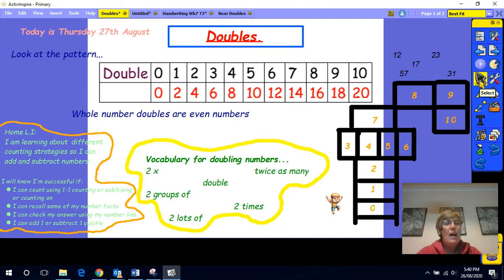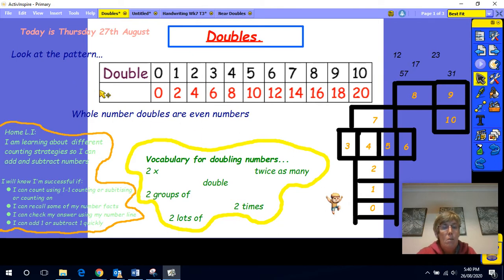And today we're looking at another counting strategy that we can use when we're adding or subtracting numbers. So our learning intention is I'm learning about different counting strategies, and our counting strategy today is doubles, so that I can add and subtract numbers. And I will know I am a successful learner if I can count using one-to-one counting or subitising or the counting on strategy, if I can recall some of my number facts, if I can check my answer using my number line that you've been using this week in your math sessions, or if you can add or subtract one quickly. So if you can do some of those things today, you'll know that you're being successful with doubles.